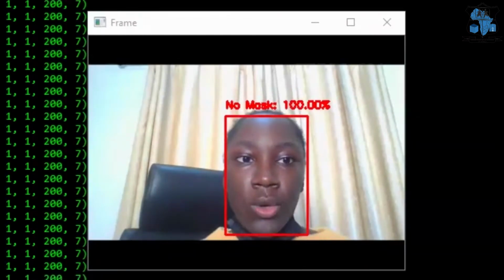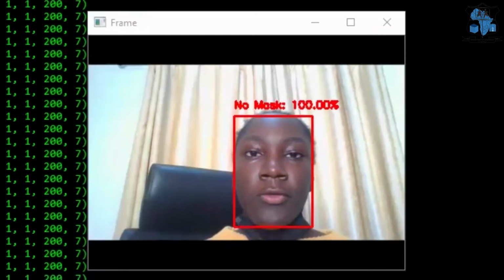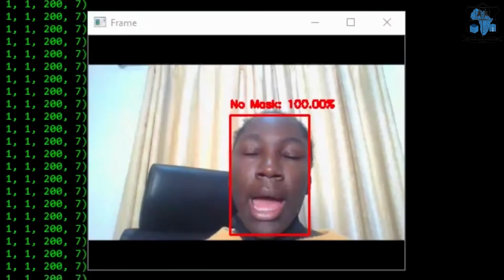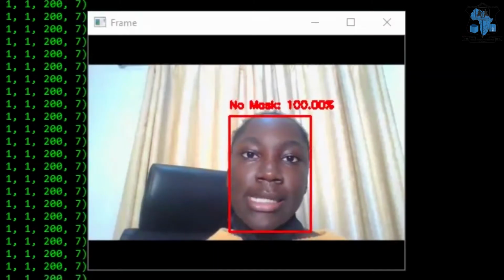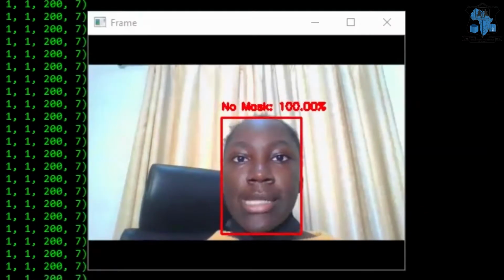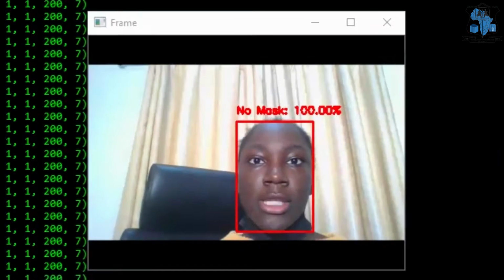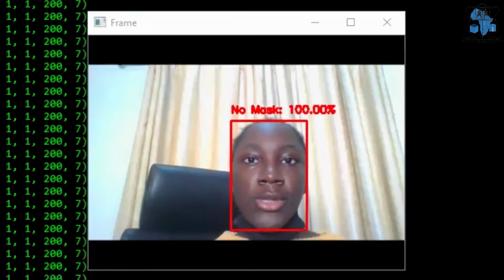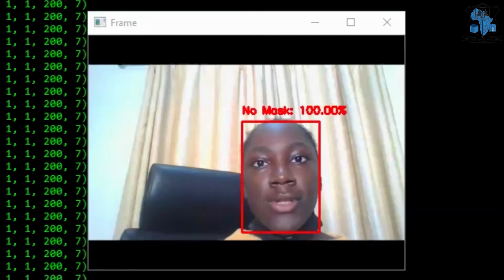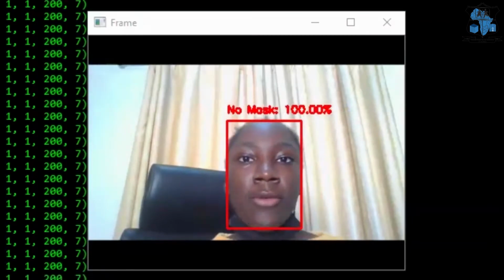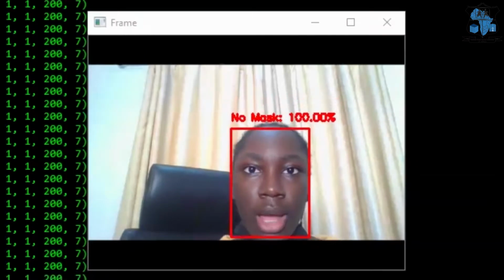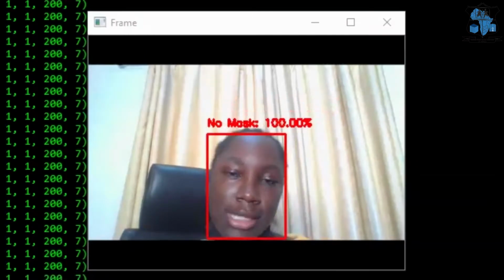Without a mask on, the code surrounds the face with a red box and says no mask, as well as adding the percentage that is the likelihood that the program is correct. So a no mask in 100% means that there is a 100% chance that the subject of the video is not wearing a mask. Now, in a real life situation, people would not be sitting in front of the camera. Instead, they would be walking towards the camera. Let us demonstrate that as well.